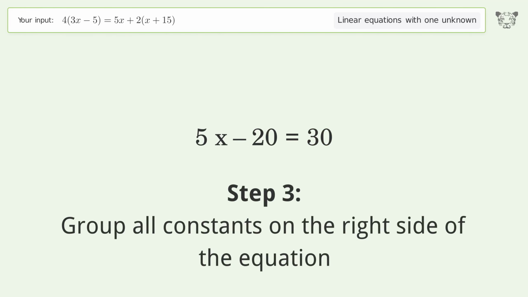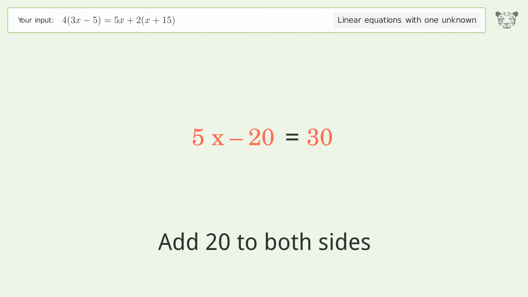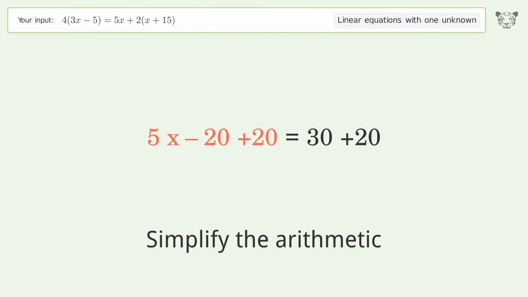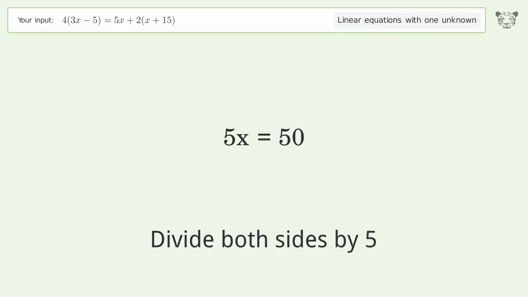Group all constants on the right side of the equation. Add 20 to both sides. Simplify the arithmetic. Isolate the x. Divide both sides by 5.